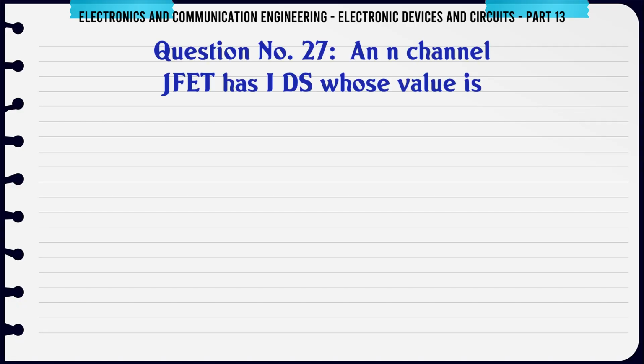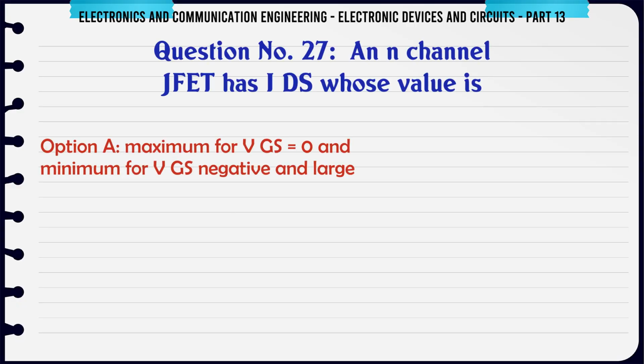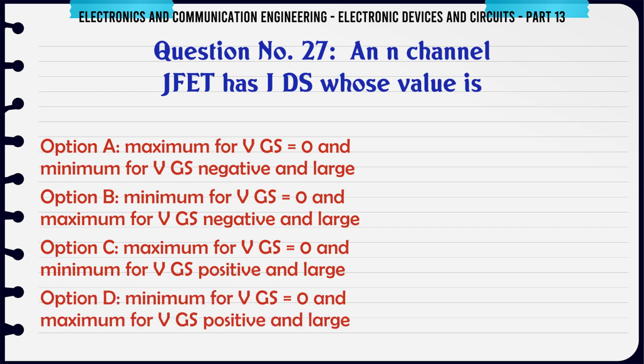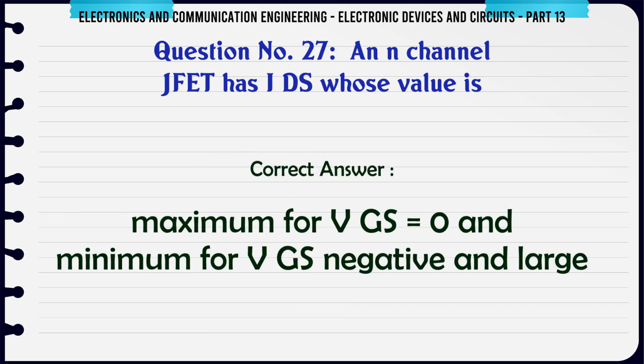An N-channel JFET has IDS whose value is A. Maximum for VGS 0 and minimum for VGS negative and large, B. Minimum for VGS 0 and maximum for VGS negative and large, C. Maximum for VGS 0 and minimum for VGS positive and large, D. Minimum for VGS 0 and maximum for VGS positive and large. The correct answer is maximum for VGS 0 and minimum for VGS negative and large.